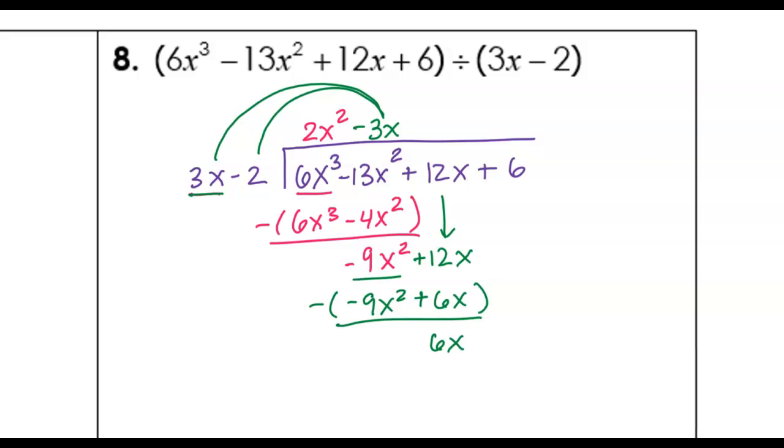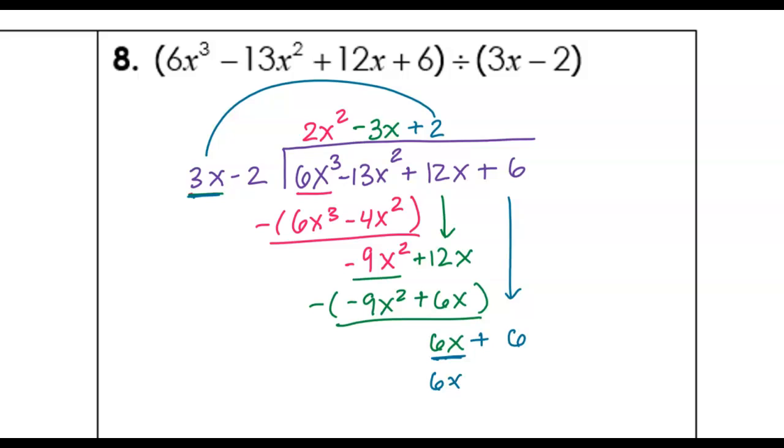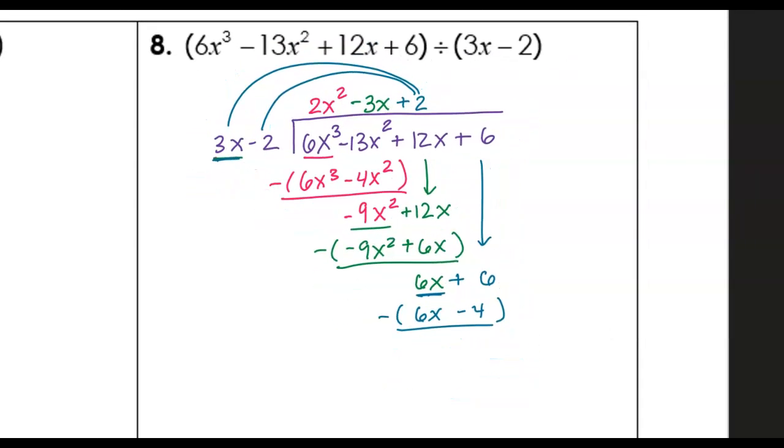And then I bring down my last term. And I repeat. I ask myself, what do I multiply 3x by to get 6x? Just a 2, a plus 2. Multiply 3x times 2 and you get 6x. Multiply 2 times negative 2 and you get negative 4. Then we subtract everything. 6x minus 6x is 0. 6 minus negative 4 is actually 6 plus 4, which is 10. There's nothing else to bring down, so this is my remainder.